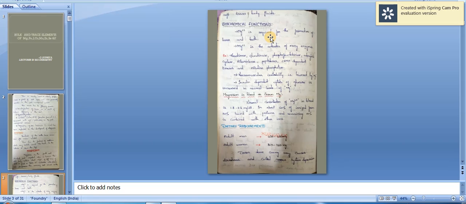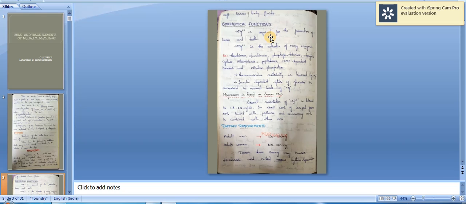Neuromuscular irritability is lowered by magnesium. Insulin dependent uptake of glucose is increased in normal levels of magnesium.